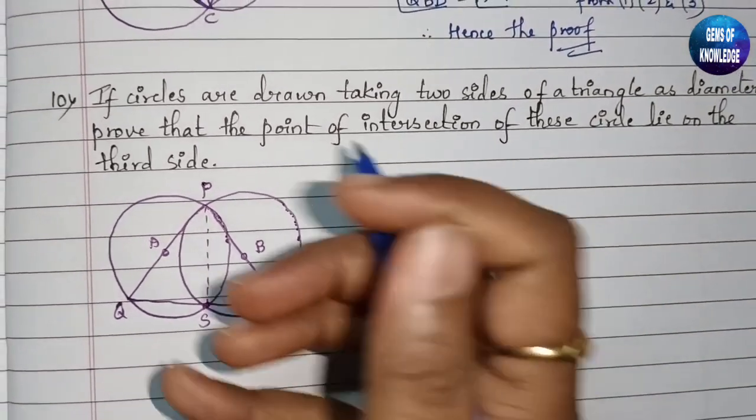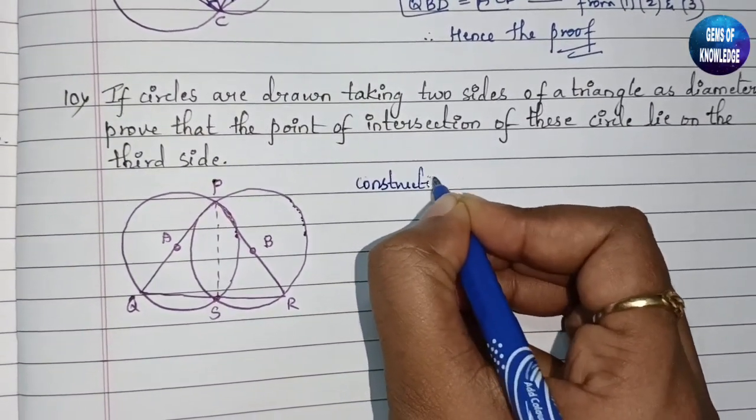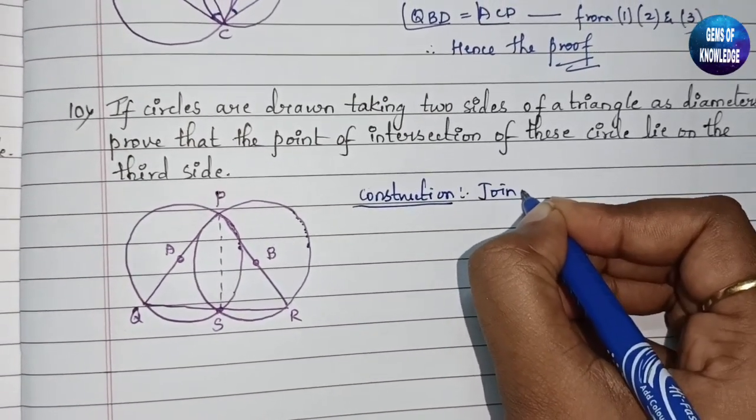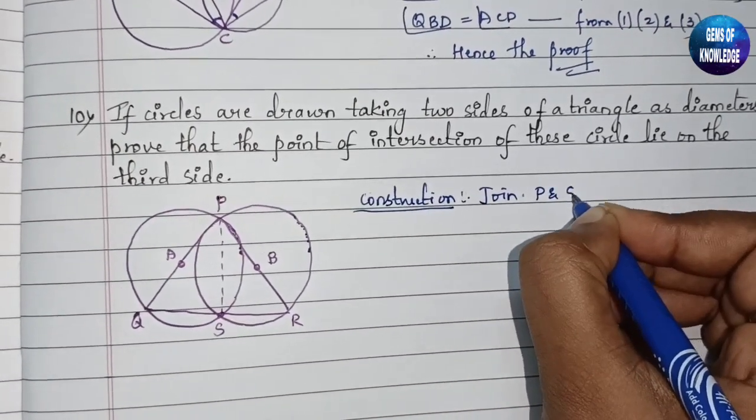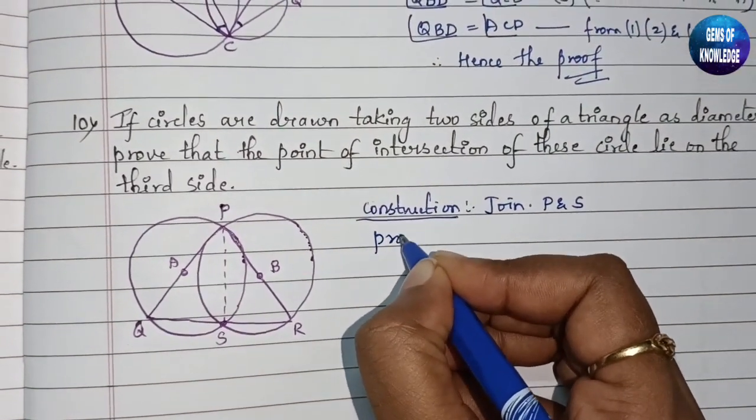A small construction we have done here: you can see the dotted line, which is shown here. We have joined P and S. Now we'll start with the proof.